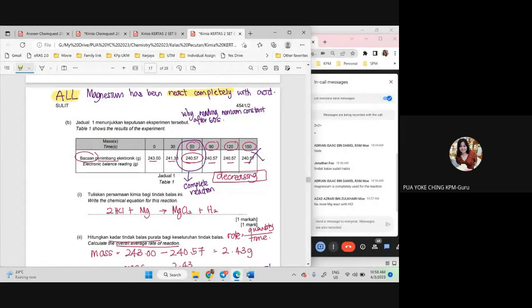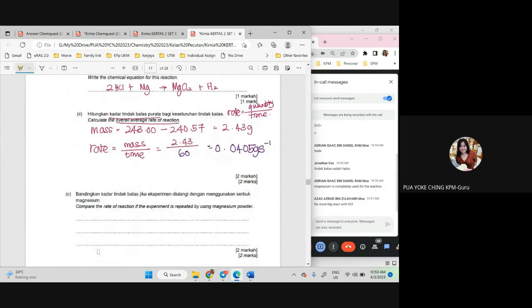So yang ni kena ingat, this is not only in redox, ada banyak bab yang sama. So when you saw this is an already complete reaction, so answer must mention siapa yang dah habis. Okay, so this is on Y remain constant.